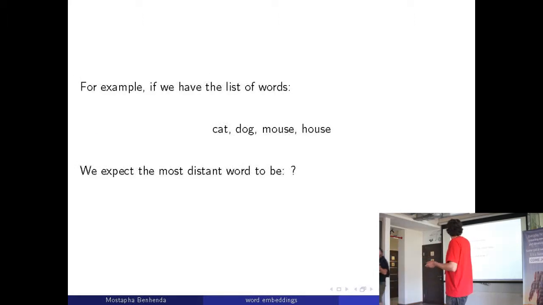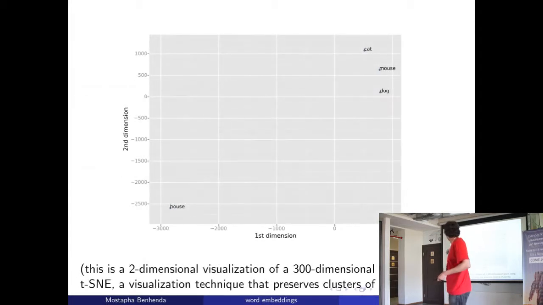So for example, I will go quickly. For example, if you have cat, dog, mouse, house, you think that the vector that will be the farthest is house, because cat, mouse, and dog are animals, and house is not an animal. So how do you get this? Sergei explained this morning, but maybe I can say a word about how you get this picture.